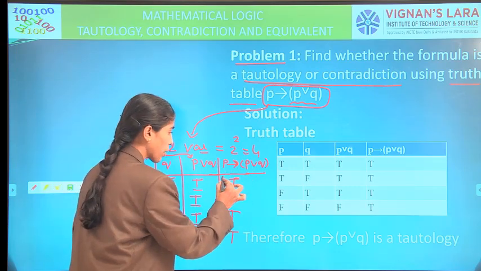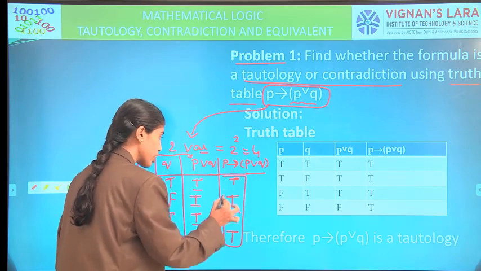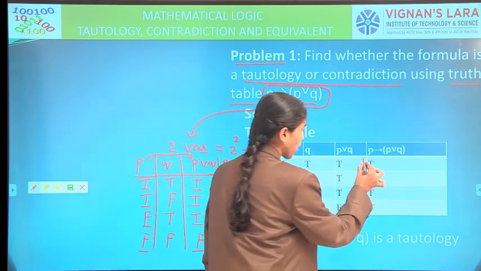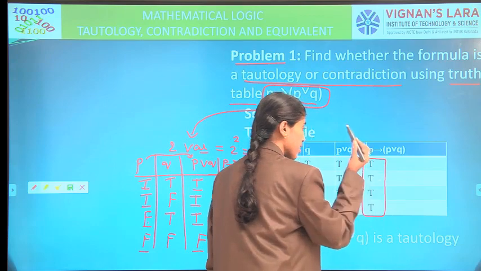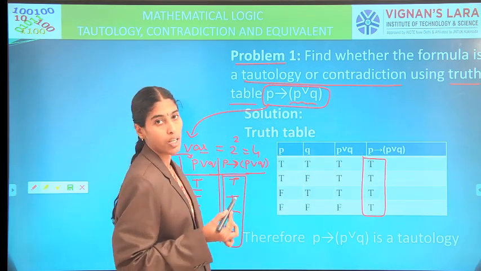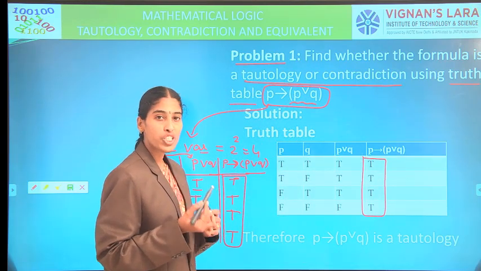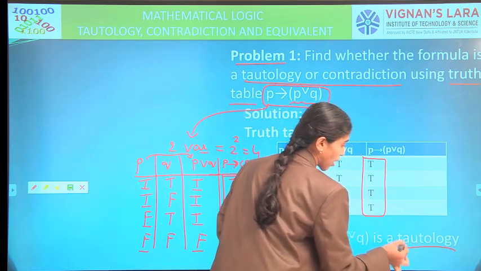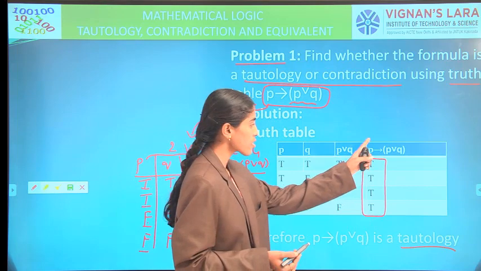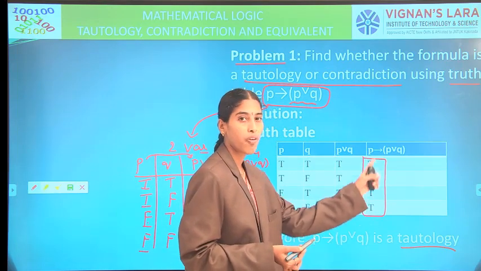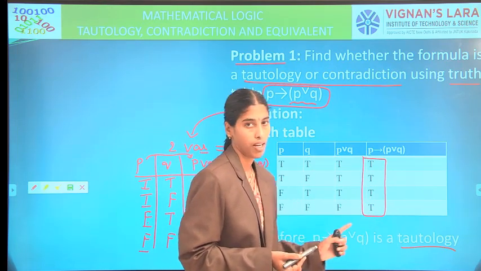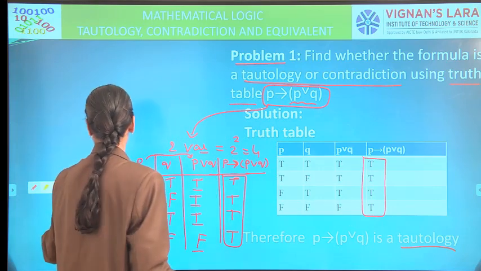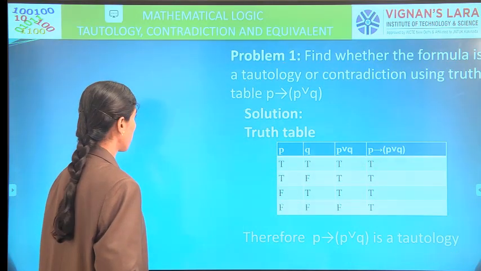Because the given proposition's truth value is true in all the 4 possible cases of truth values of the given propositional variables, we can say that it is a tautology. Because if the last column of the truth table has all T's, then it is a tautology. Right? Now we will see the next example.